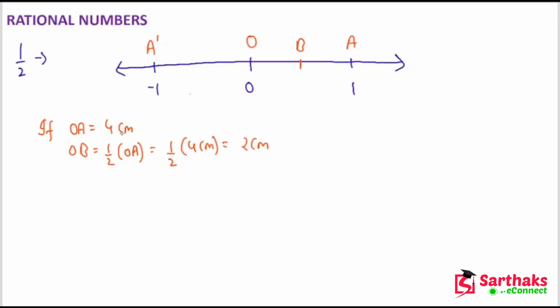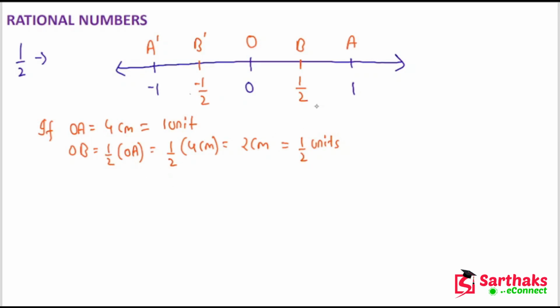So if 4 centimeter is equal to 1 unit on your number line, then you can very clearly see that 2 centimeter equals 1 by 2 units. Don't you think that we have just represented half on the number line? Similarly, you can mark the midpoint of O and A dash and name it B dash, then you will get minus half. So it is that easy to represent fractions on the number line.